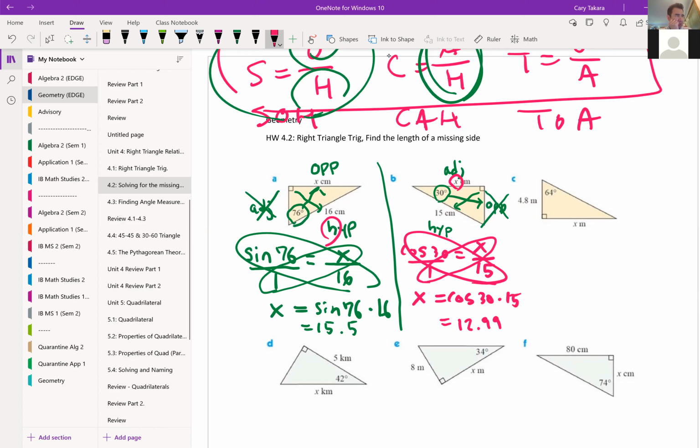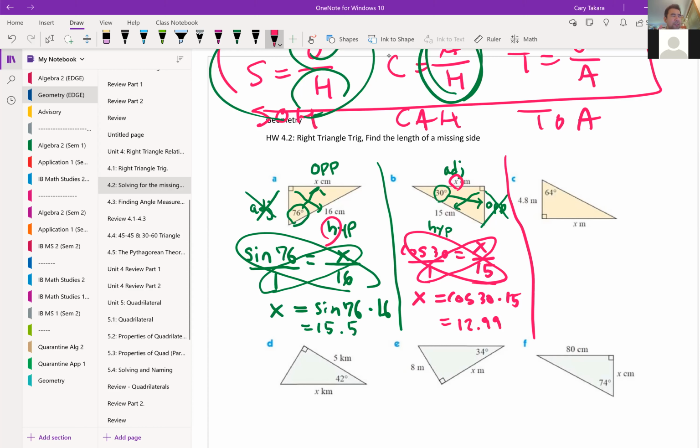Which one to choose? Is that what you're asking, Brandon? Sine, cosine, or tangent? Which one to know? Is that what your question is? Okay, well, let's do another one. So let's work on C together. Were you here yesterday, Brandon? I don't know if you were.